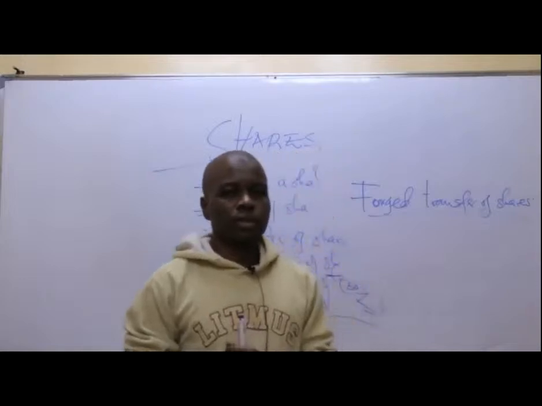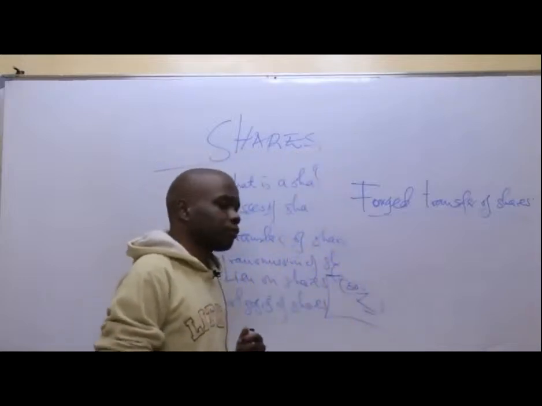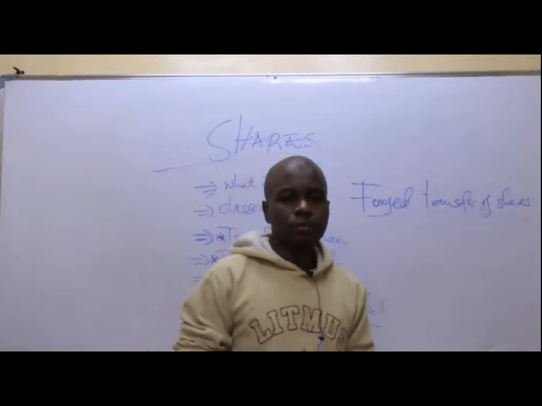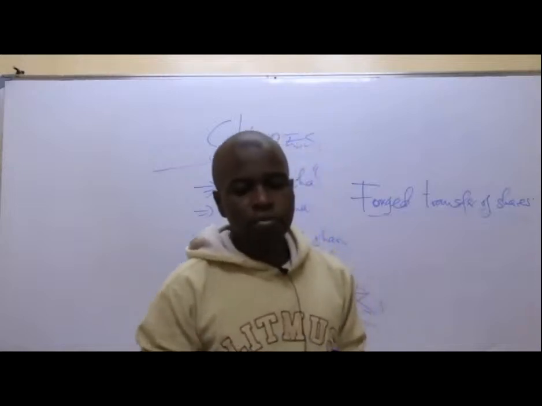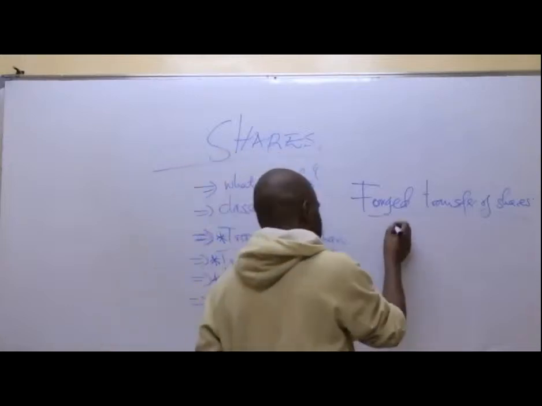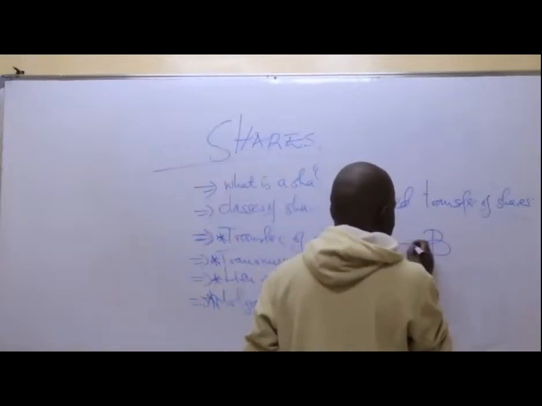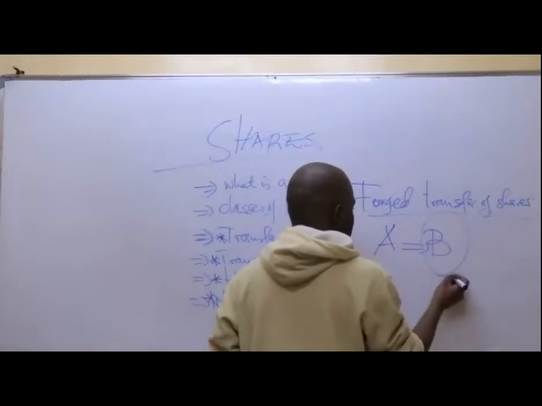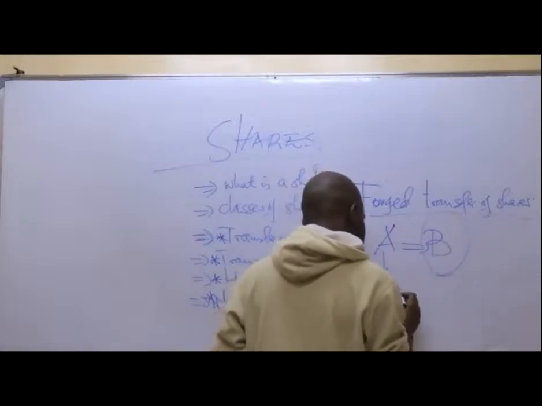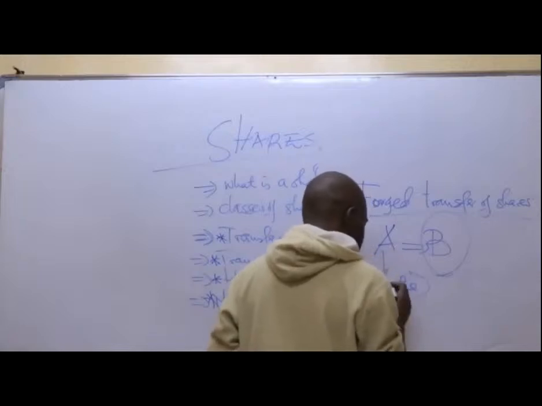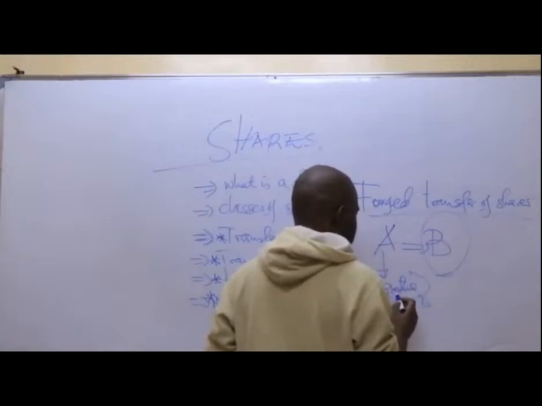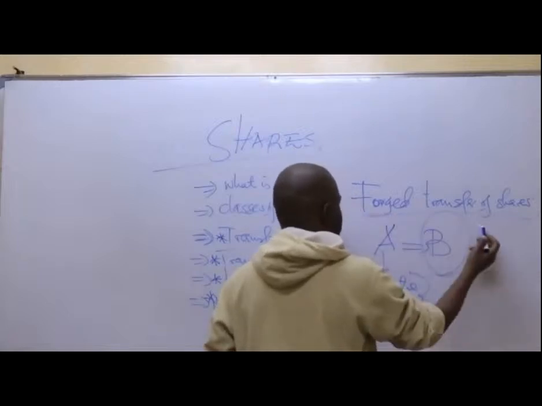That particular kind of transfer of shares, we call it a forged transfer of shares. What we normally say is that any forged transfer of shares is null and void, and it will never pass title. For example, if we have two parties, A and B, and the shares were transferred to party B as a result of a forged signature on the share transfer form, that kind of transfer we'll call a forged transfer.